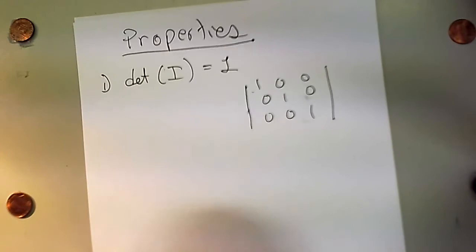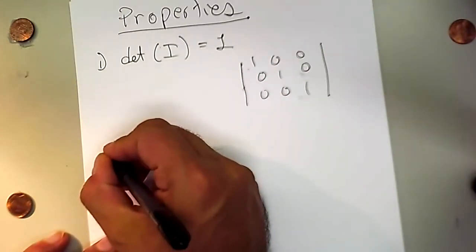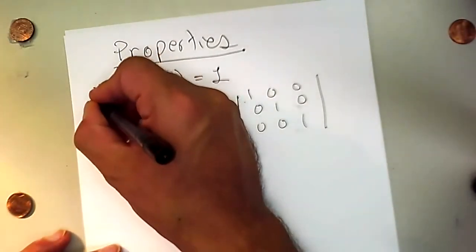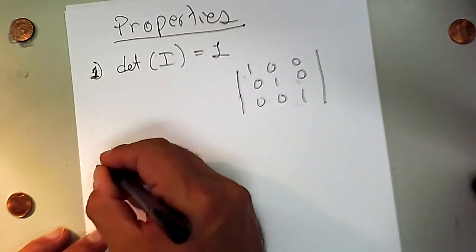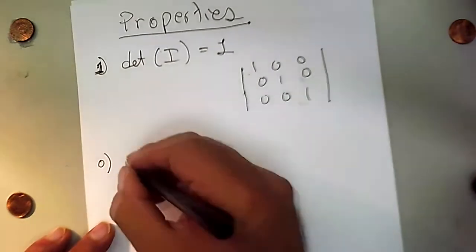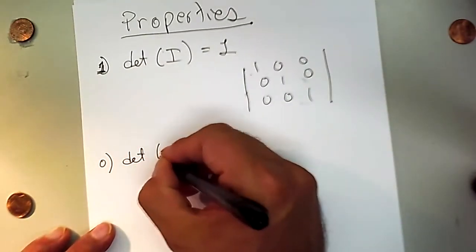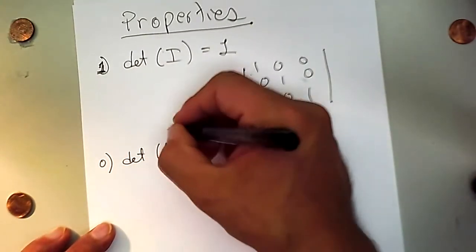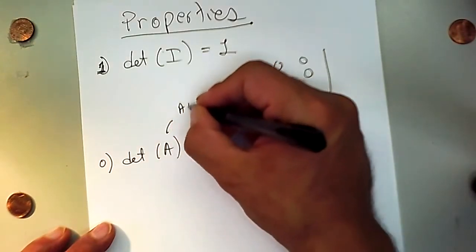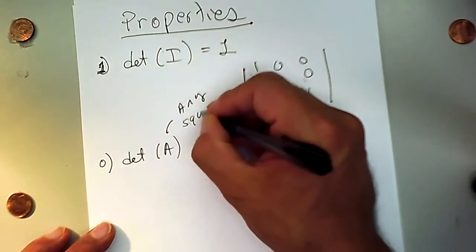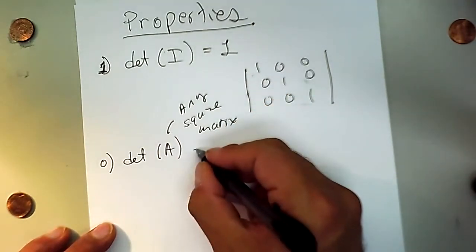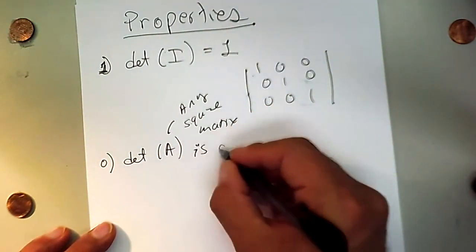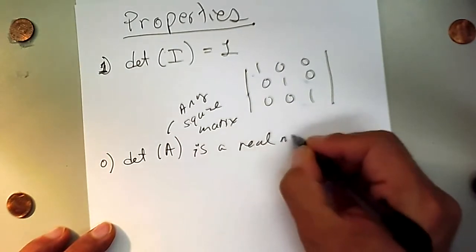There is another property I'm going to add. This is property number 1. That kind of looks like a D. I'm going to label it as property number 0. The determinant of any matrix A, so by A, we mean any square matrix, is a real number.